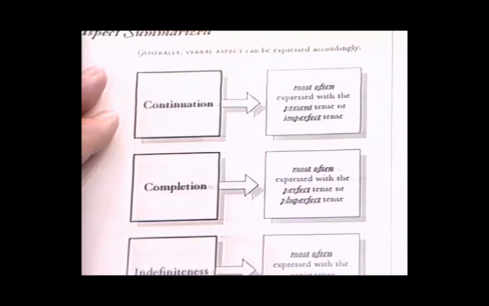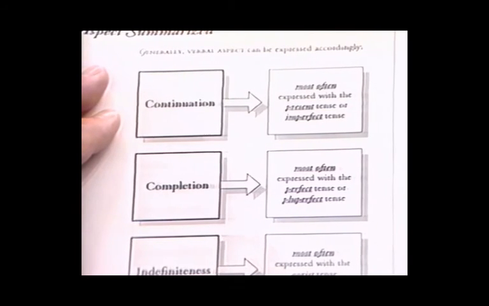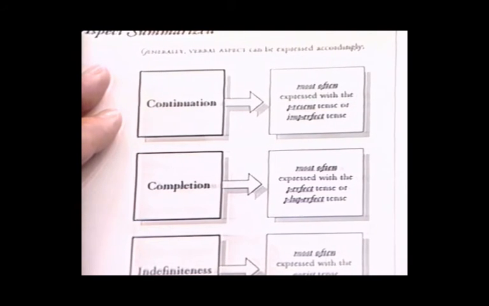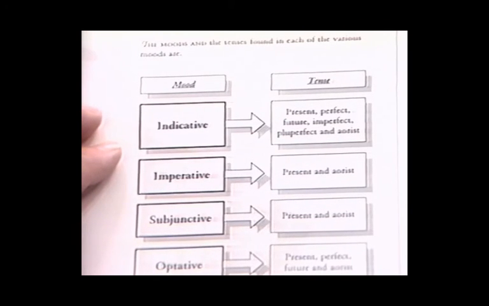But something we want to make sure that we understand is that this representation is what most often occurs. There will always be exceptions, and remember that context is what gives anything meaning. Now turn to page 3-10, and we see our 6 moods represented, and the tenses which are used in each one of those moods.